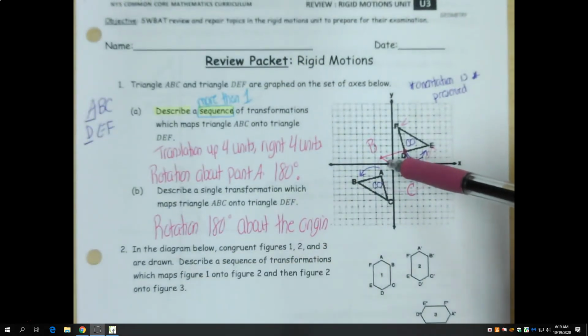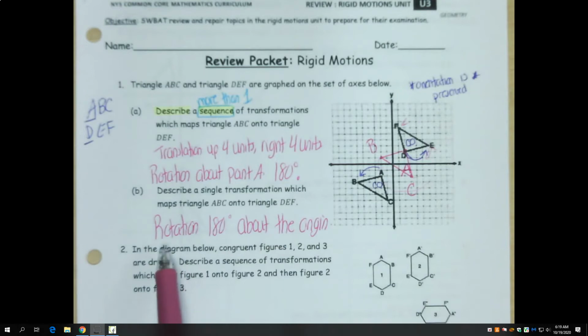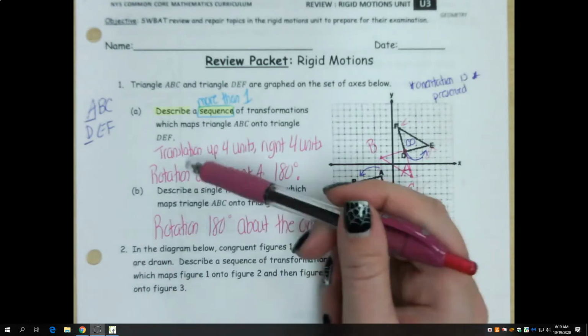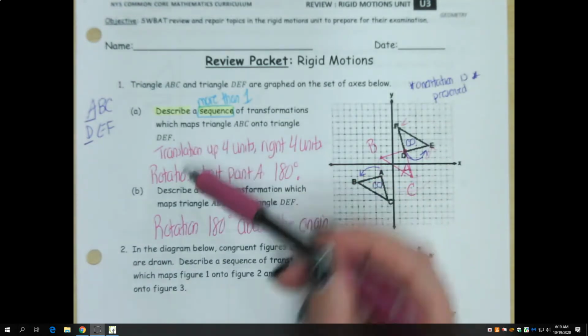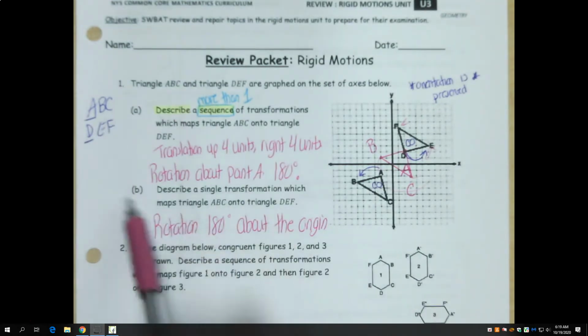So I know that if I rotate 180, that's definitely going to work out, but that wouldn't have been a sequence. That's why anytime I rotate, I like to do the translation first. Because if I had just rotated, that would have been one transformation, and that wouldn't have been enough. And just FYI, this is how I am seeing how to solve part A.